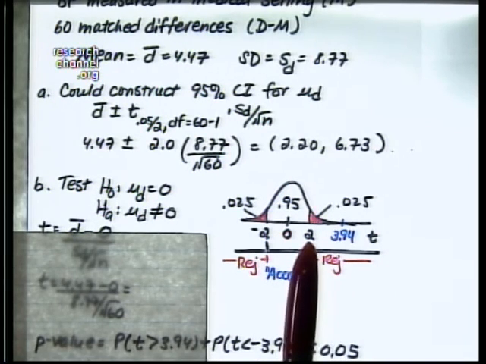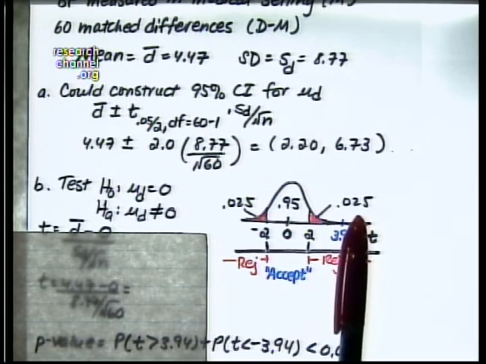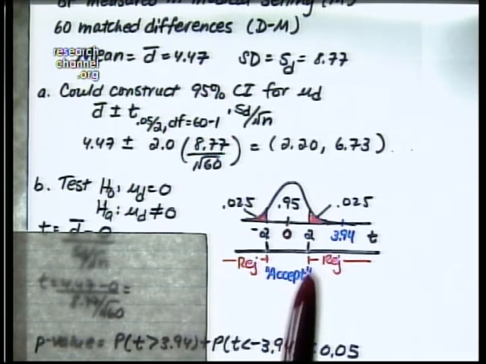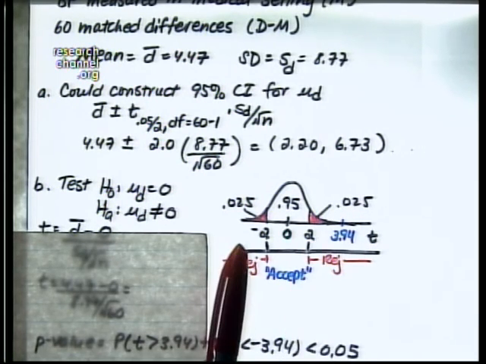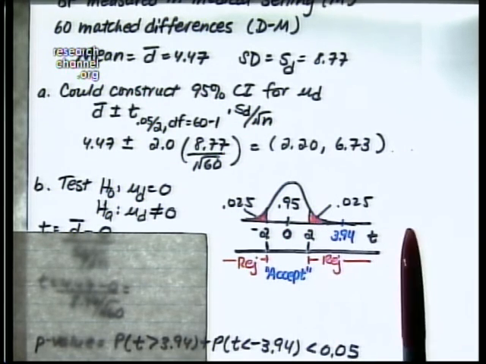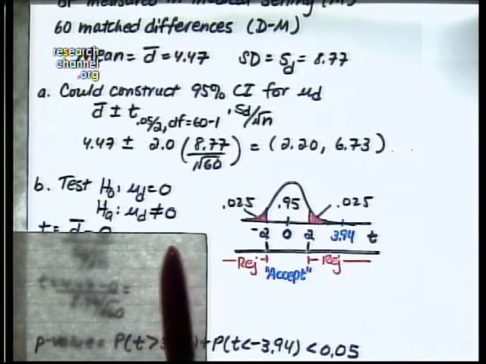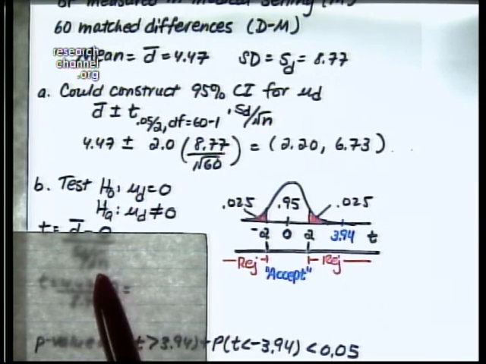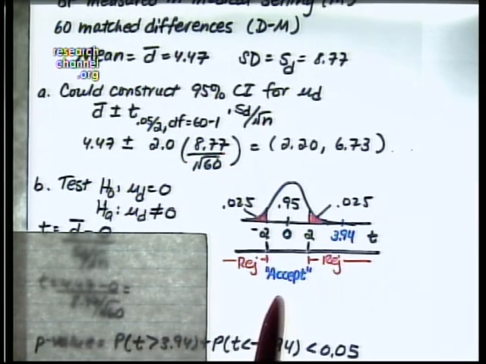So that t statistic that corresponded to 0.025 in one tail of the distribution was 2. In the other tail, it's -2. So any values of the test statistic that fall above 2 or less than -2 would form the rejection region. Those that fall in between would form the fail to reject or acceptance region.